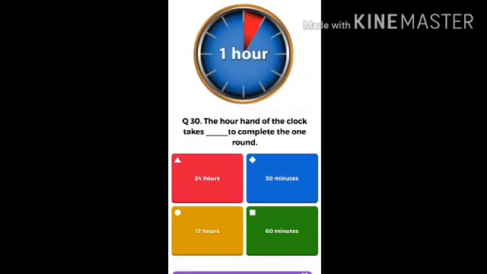The hour hand of the clock takes dash to complete one round. The hour hand takes 1 hour to move to the next number, and a clock has 12 numbers, 1 to 12. So to complete one full round of the clock, the hour hand needs 12 hours.